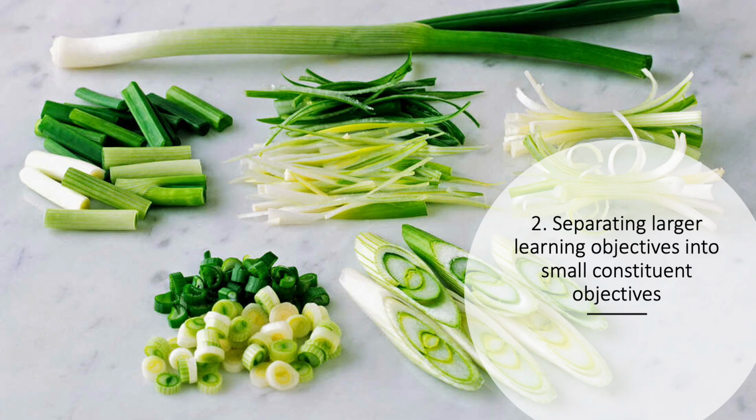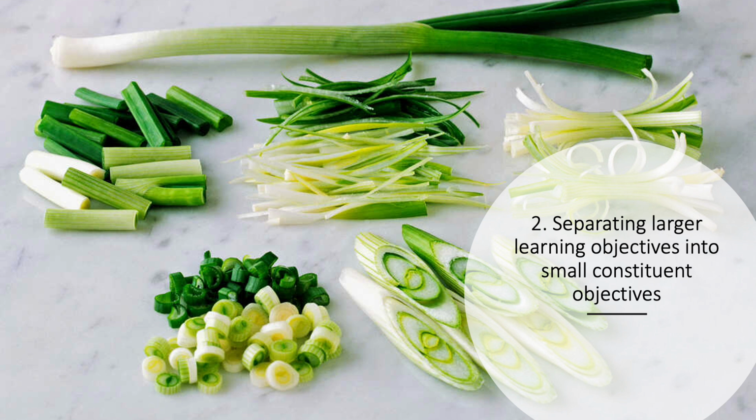Next, behaviorists like to think of things in lots and lots of different little steps because they want to reward, and they want to take each step by step, right? So they like to separate larger learning objectives into small constituent objectives. This just basically means instead of having a big idea, let's say riding a bike, as one big idea, behaviorists like to take that big idea and chop it into smaller ideas.